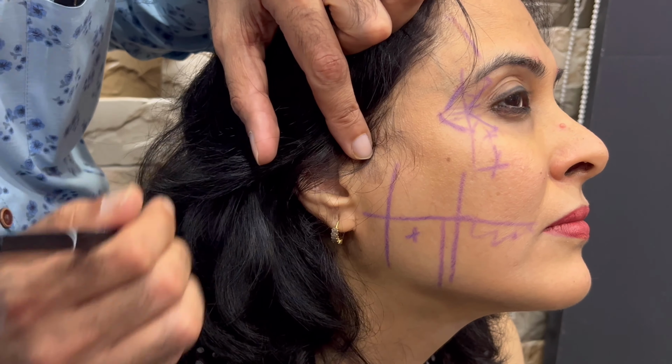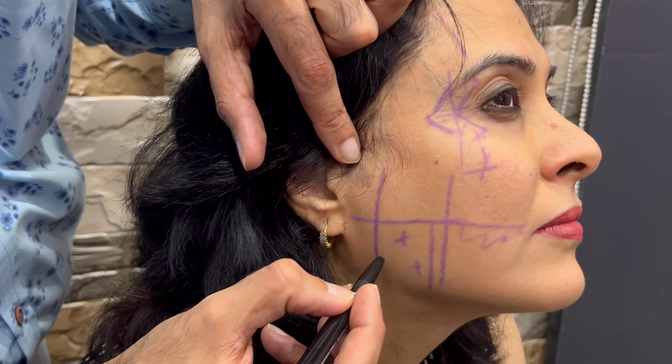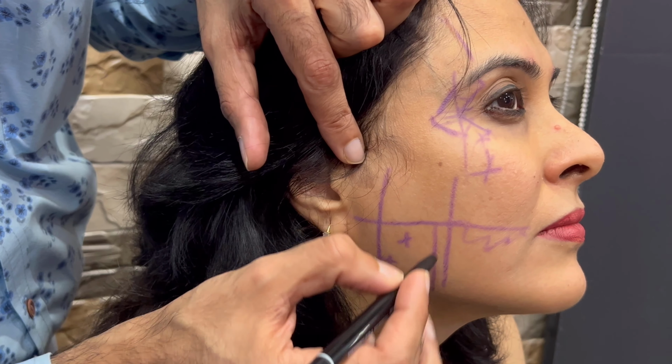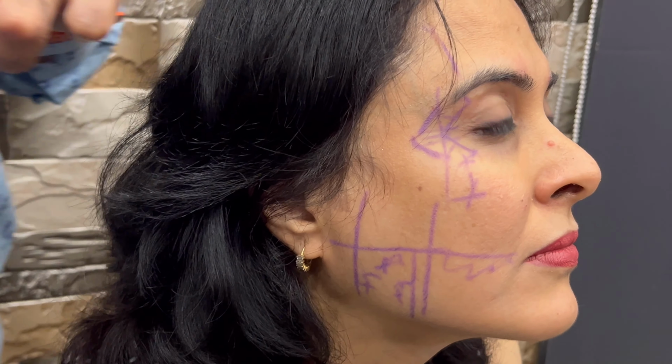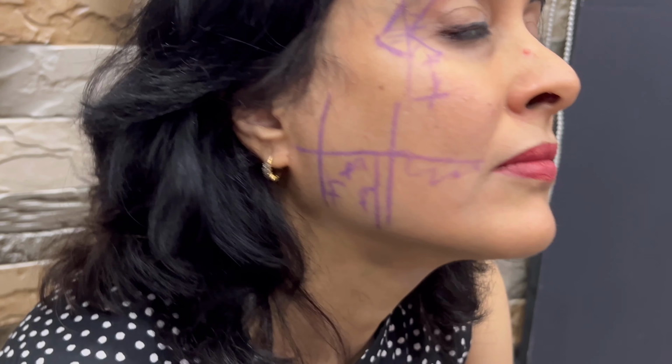The peak is right here. 1, peak is here, 2, and another one is here. So you have to put 20 units. So you put 8, 6, and 6.